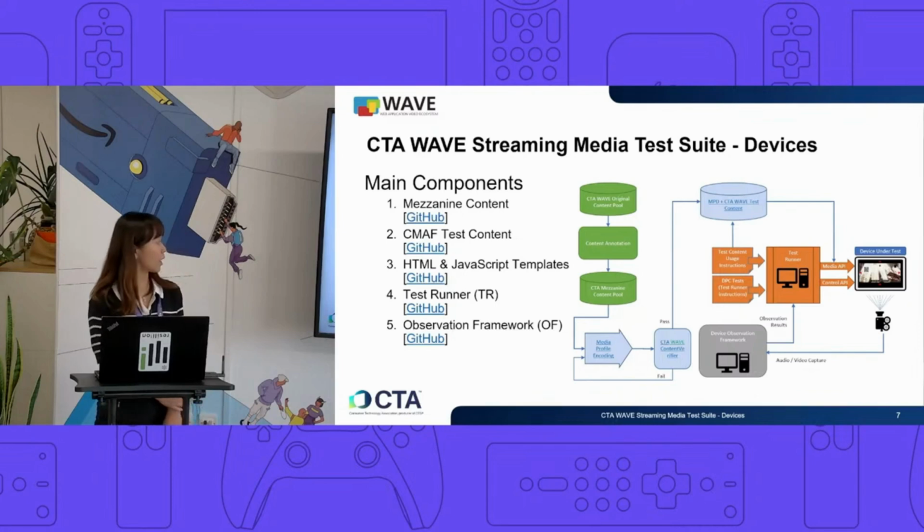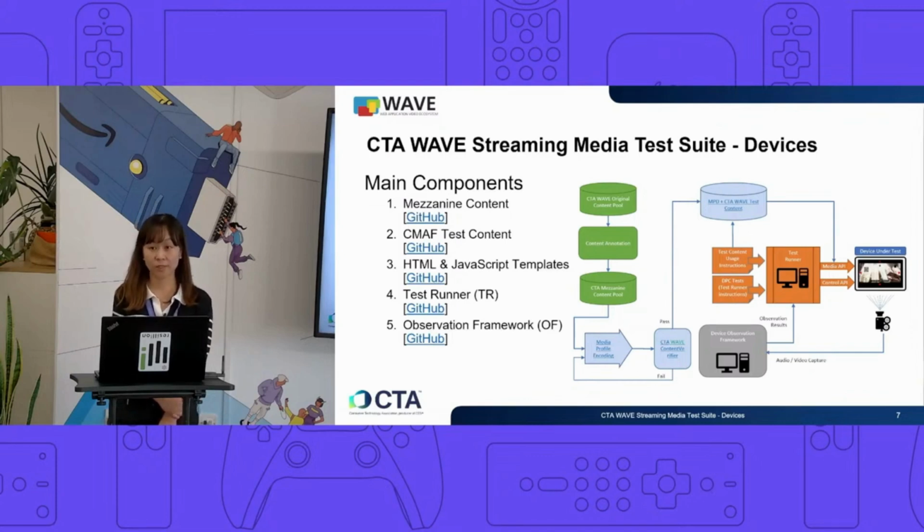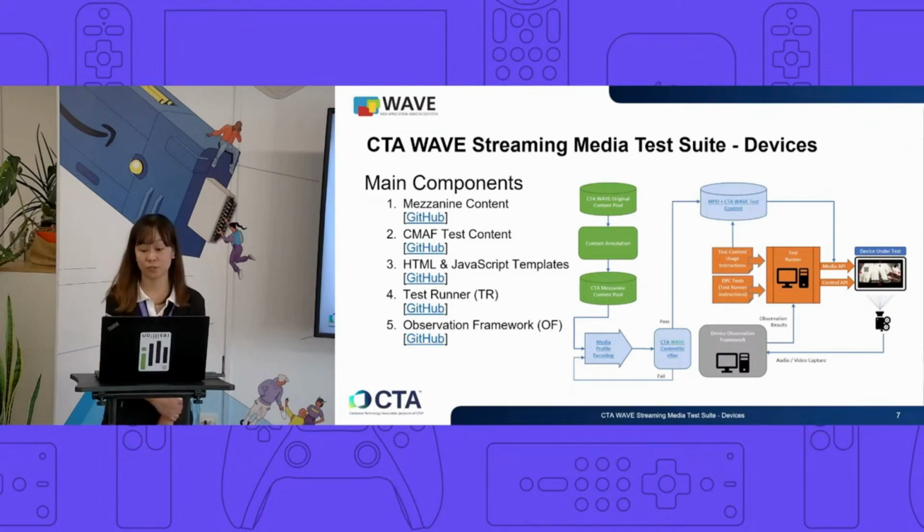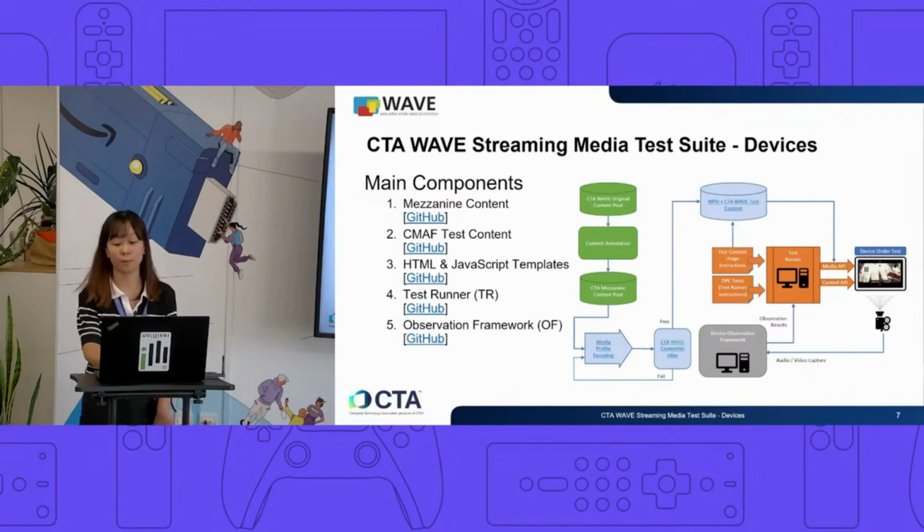Last but not least, we have the observation framework. It conducts the automated observation that is defined in the DPC specification and delivers pass and fail results. The device observation framework processes the data based on the input stream that is captured by a camera pointing at the device screen. Next, I'd like to go through a bit more detail of every single component.